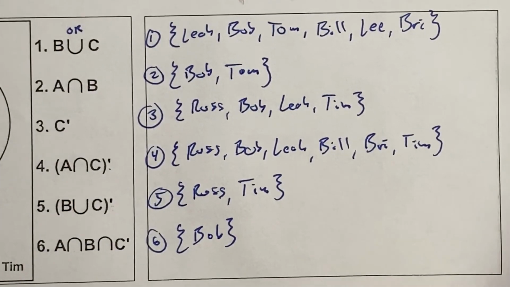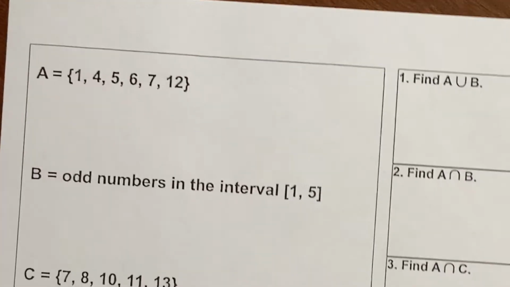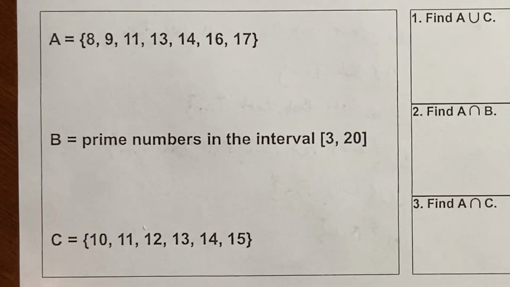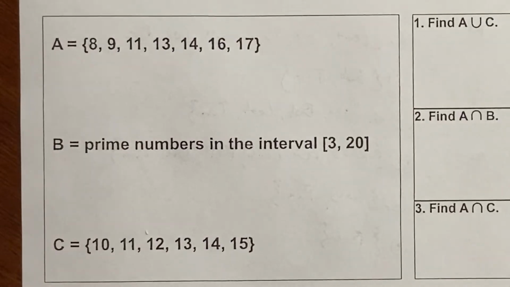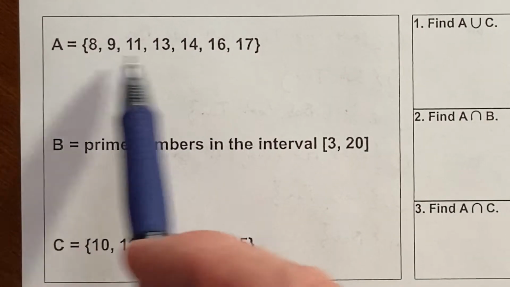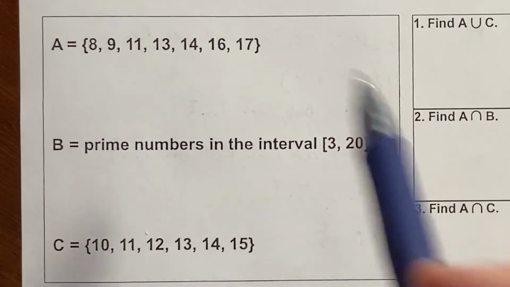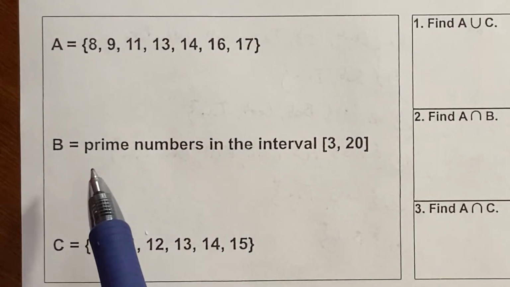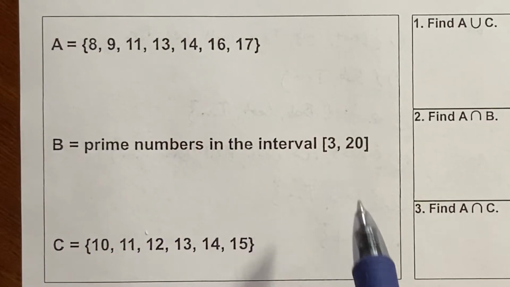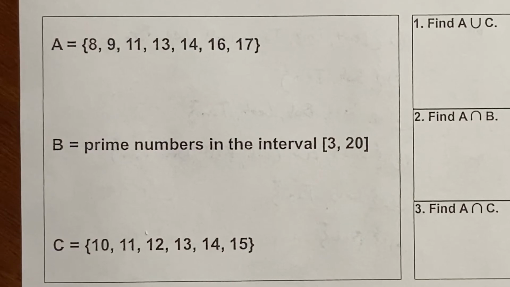Let's look at one more. Flip it over on back. Not the top one, but you'll work it the same way as these. The middle one, we've got A is a set of numbers, so just a bunch of random numbers up there. B is the prime numbers in the interval from 3 to 20. Couple questions there. What's a prime number? Well, a prime number is a number whose only factors are 1 and itself.